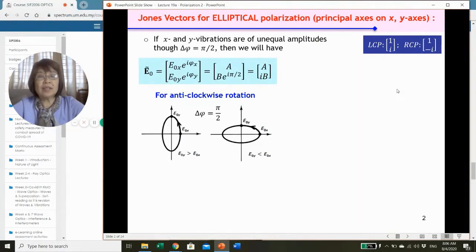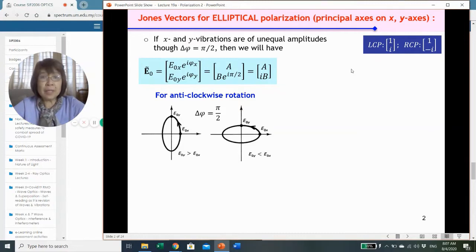In the previous lecture, we learned about Jones vectors that were used to represent left circular polarization and right circular polarization. The important factor here is that the amplitudes of the x and y components are the same, but the second element has an imaginary number, and for right circular polarization, it is a negative imaginary number.